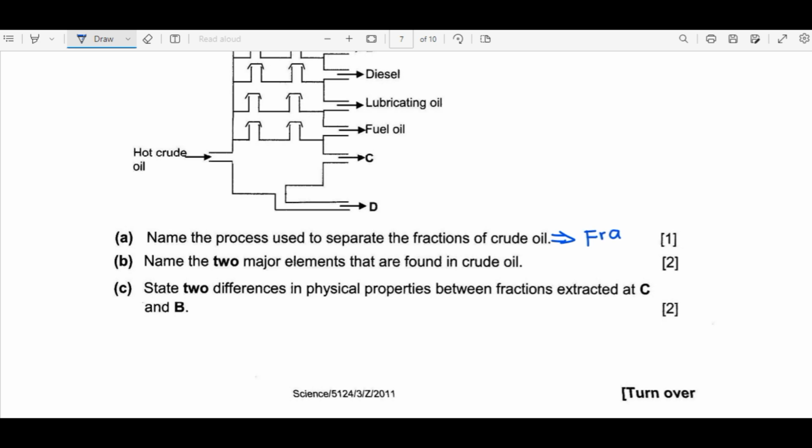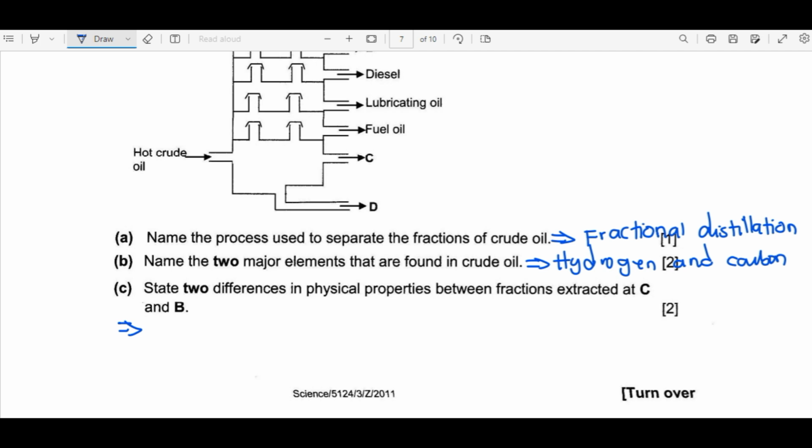Then the first question, name the process used to separate the fractions of crude oil. Fractional distillation. Because this one has to do with a mixture of substances with different boiling points. Then question B, name the two major elements that are found in crude oil. So these are just hydrogen and carbon. So most of these are just hydrocarbons.